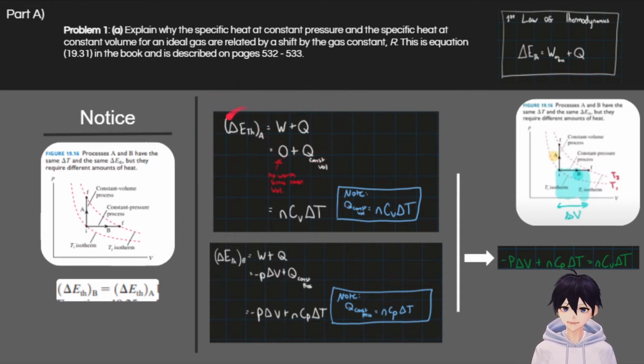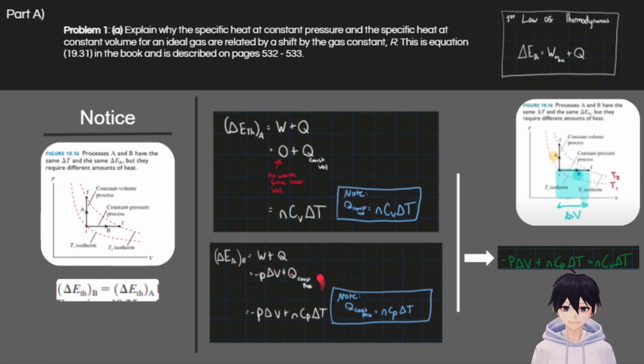To calculate A, we can use this, and we know the work is 0 because at A the volume is being held constant, and when volume is held constant, there's no work being done on the system. Now we're just left with the heat energy at constant volume, but we know from the textbook that it equals the number of moles multiplied by the specific heat at constant volume multiplied by the change in temperature, and that's all we have since the work is 0.